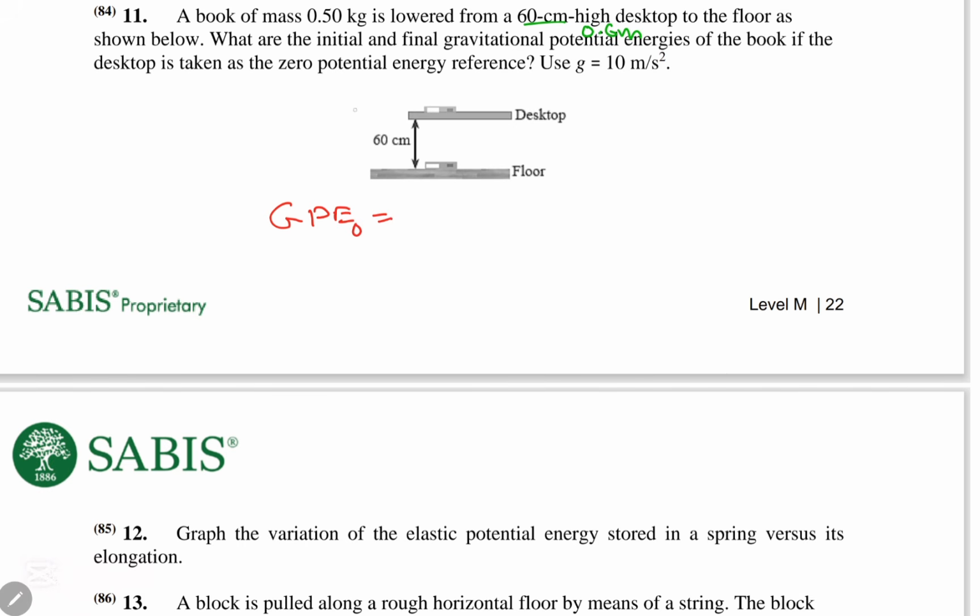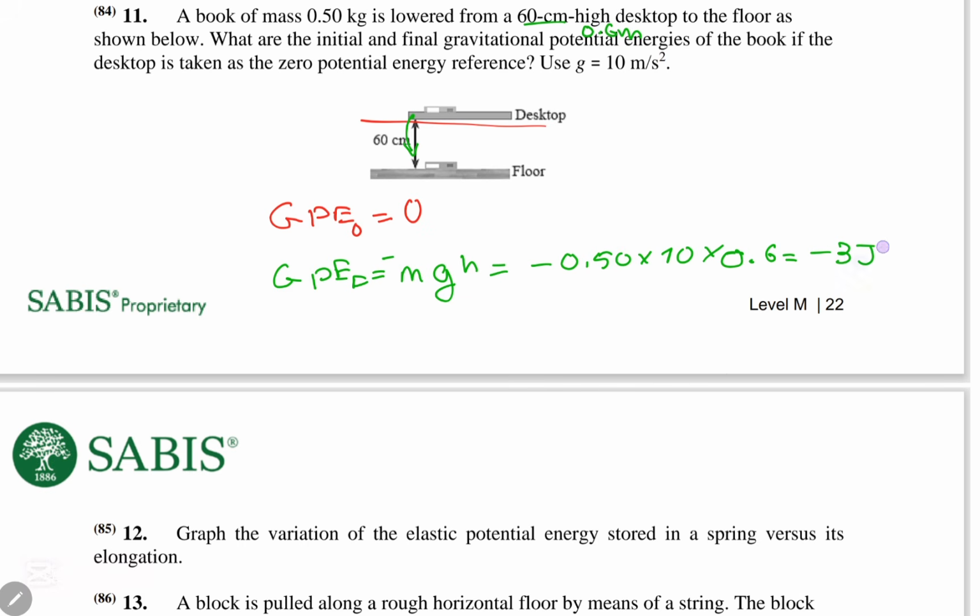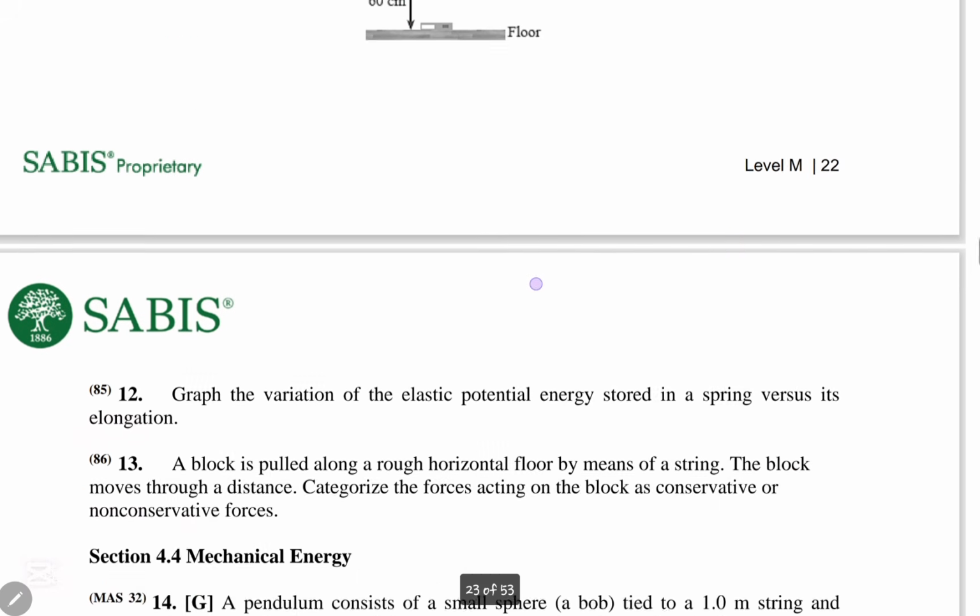Initial. Because they took the desktop as the reference, directly on the reference my height is 0, so my GPE is 0. GPE final, what is it? It's going to be mgh, but because it's going under my reference point, it's going to be minus mgh. So minus the mass, which is 0.50, times g, which is 10, times the height, which is 0.6. So I got an answer of minus 3 joules, and that's it for question 11.